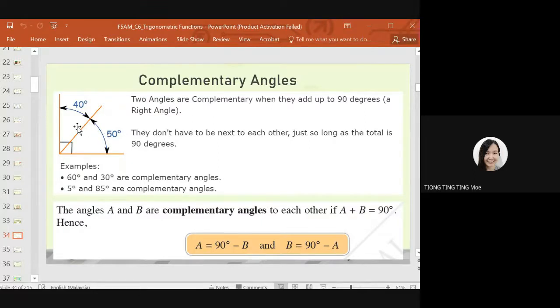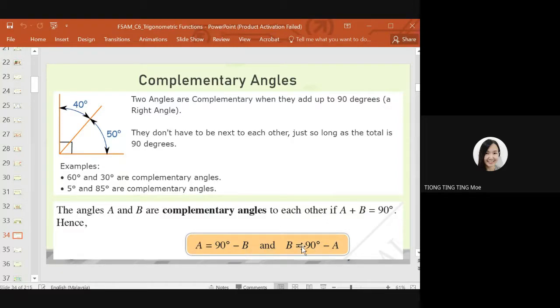Then, for example, let's say this angle is 50. What is the angle on the other side? You know that there is a right angle, so the complementary angle is 90 minus 50. See, this is the complementary angle. So the total is 90. So either one is 90 minus the other one.